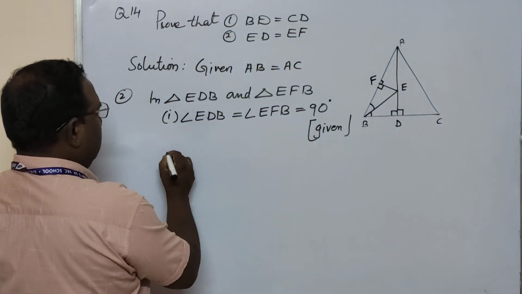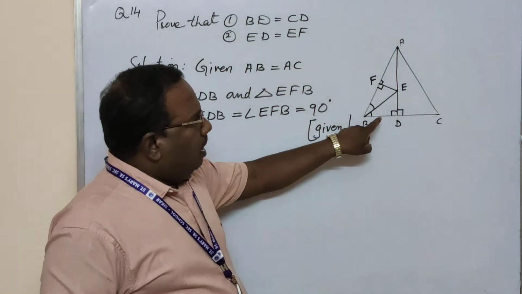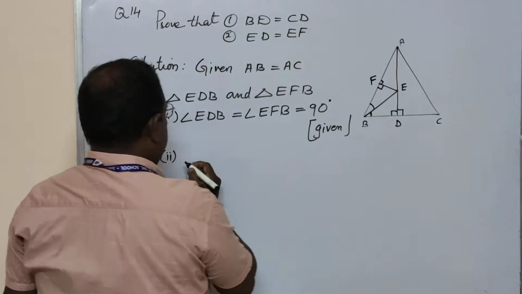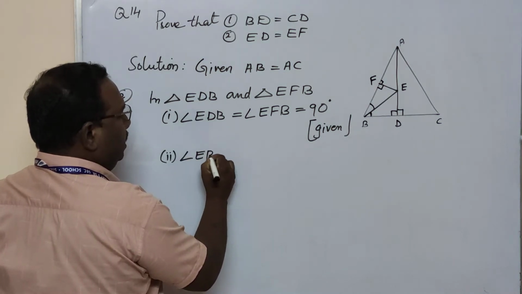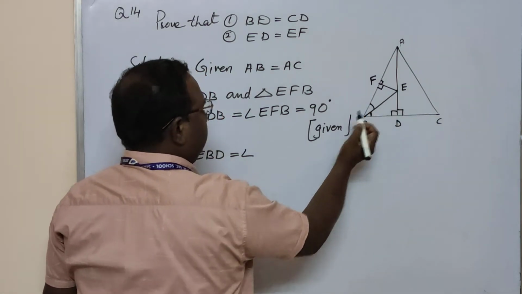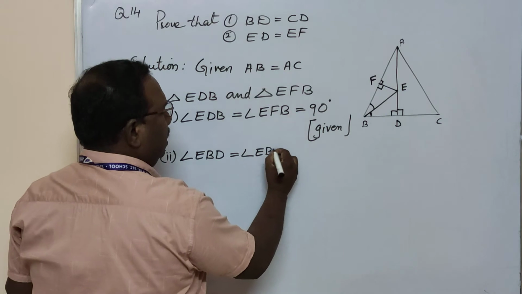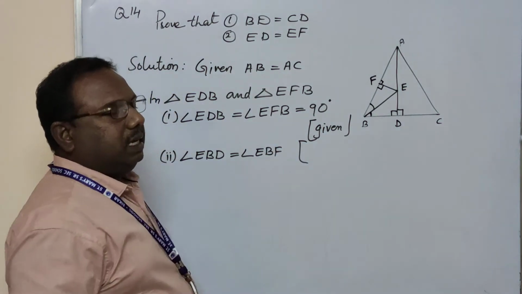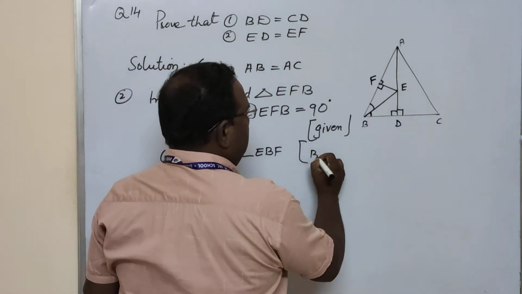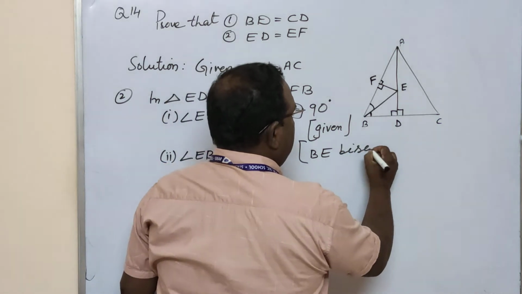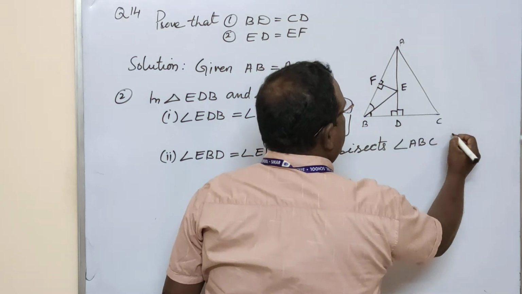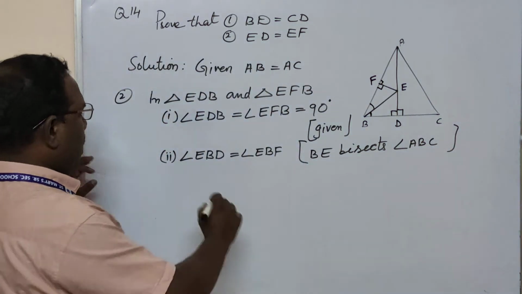Second point, angle EBD, this angle EBD is equal to angle EBF, this one, EBF. What is the reason? Reason is BE bisects angle ABC of triangle ABC. Okay. Now third point.